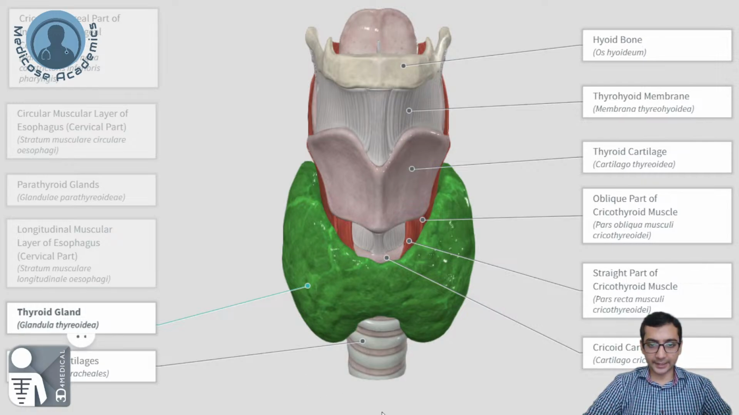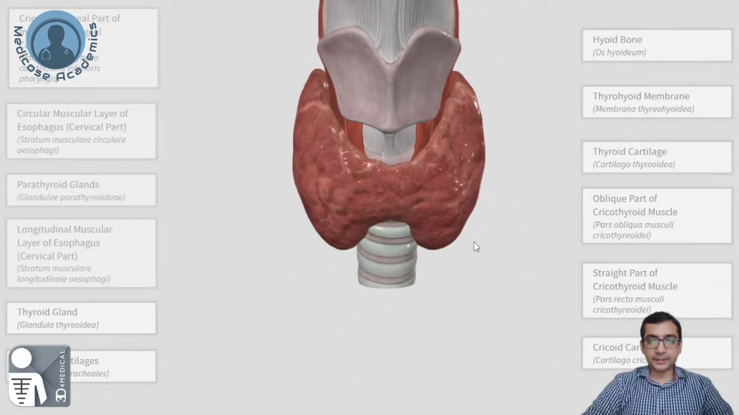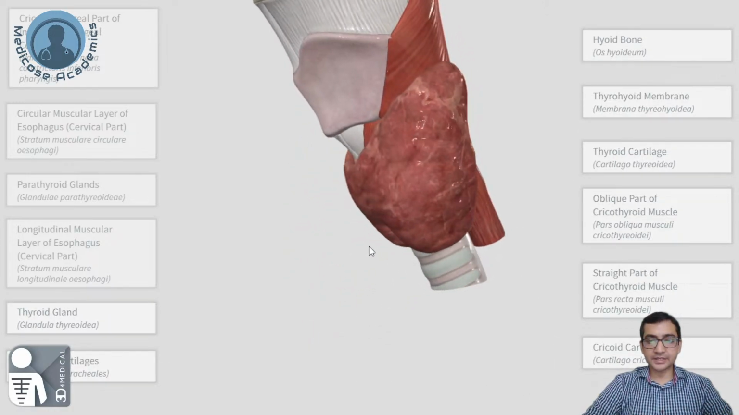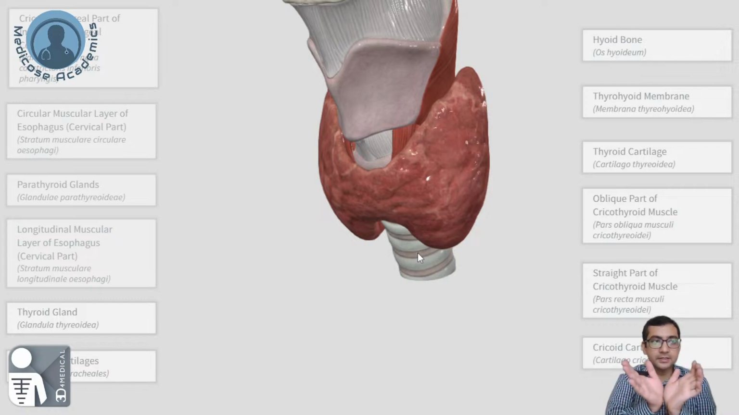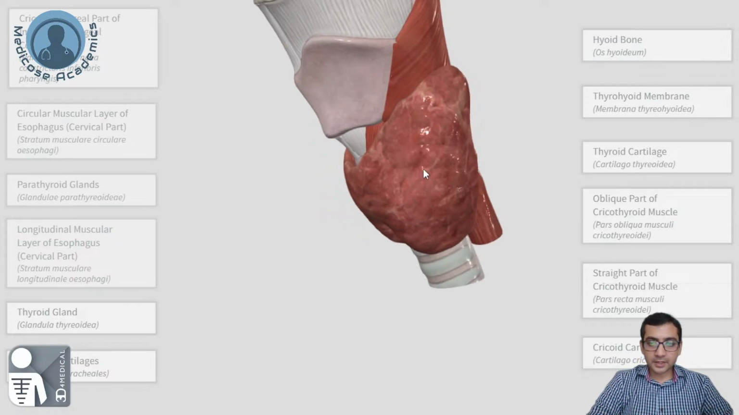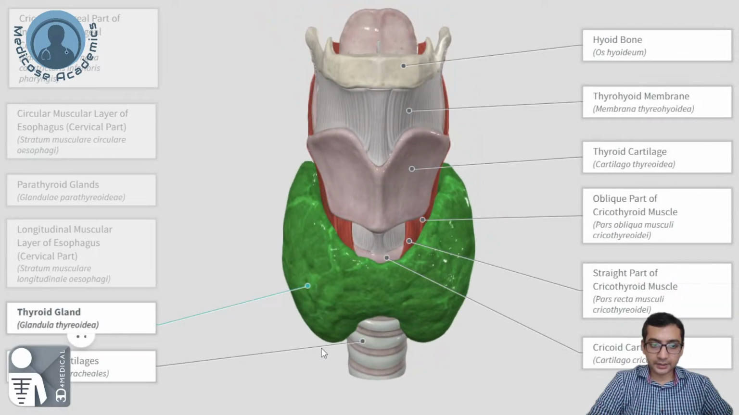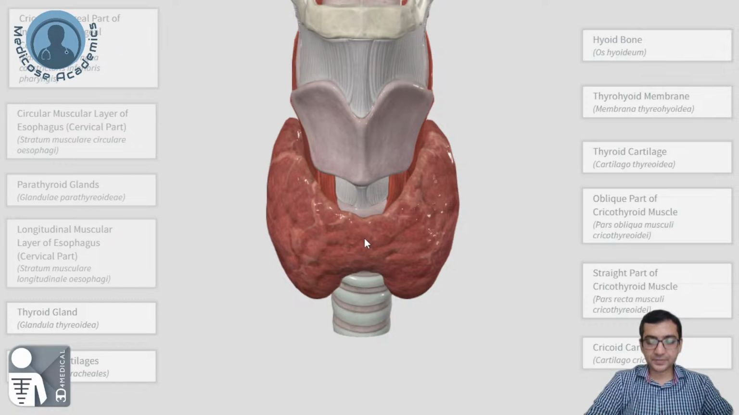So where is the thyroid gland? It is present in front of the neck, below the larynx, and it is hugging the trachea and larynx. It has two larger parts, the two lateral lobes, and one part that is joining them in the midline. This is called the isthmus.